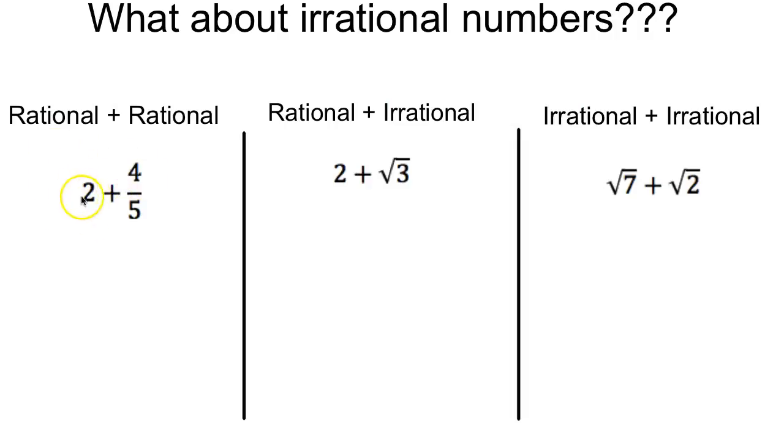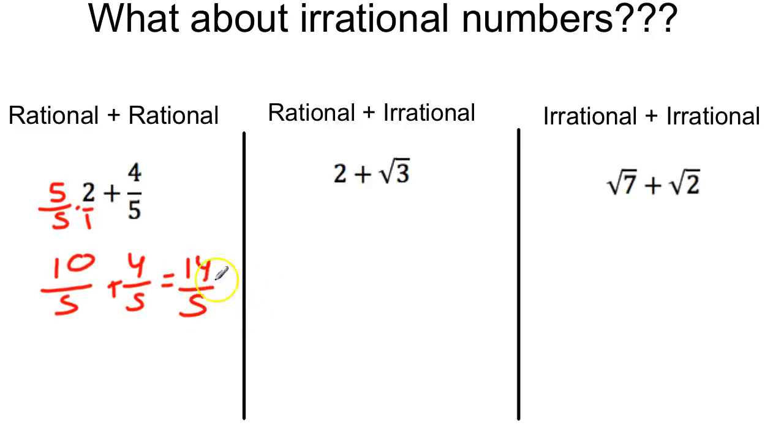So the first one, these are two rational numbers. If I wanted to add them together, I need to change the denominators to make them common. So I can multiply 2 by 5 over 5. That's really 2 over 1. And that becomes 10 over 5 plus 4 over 5, and that's going to be 14 over 5. So this is a rational number. So whenever you add two rational numbers together, your answer will be rational.